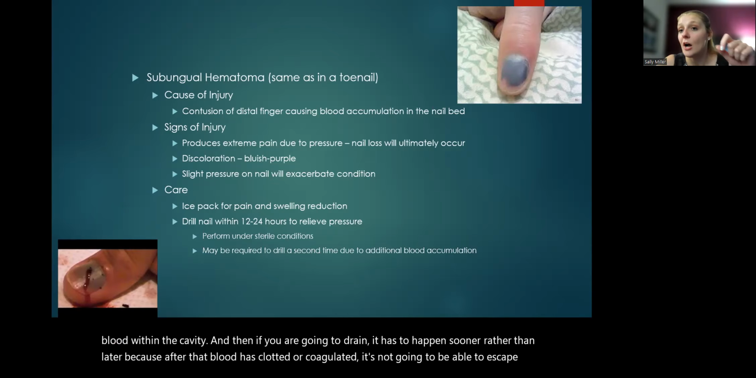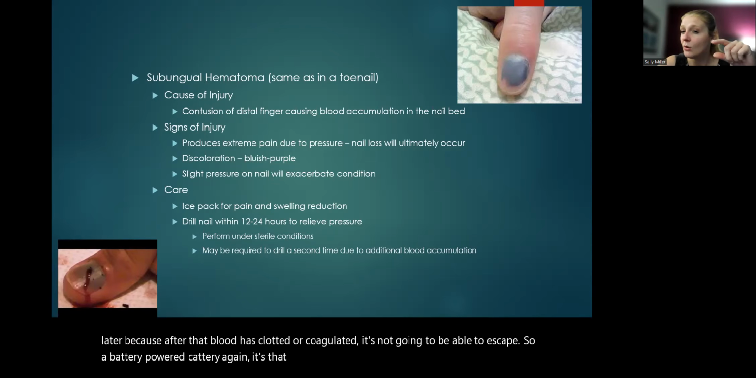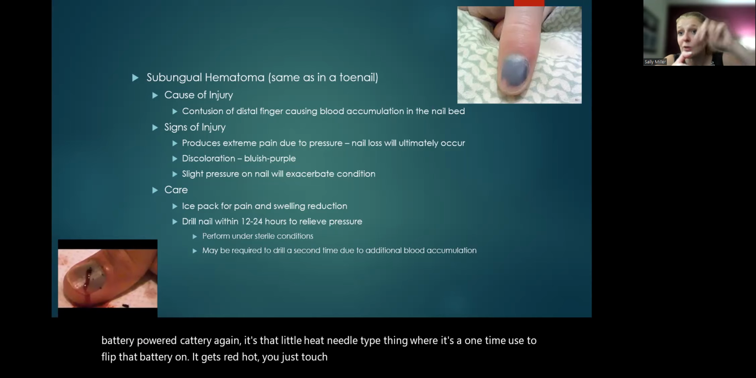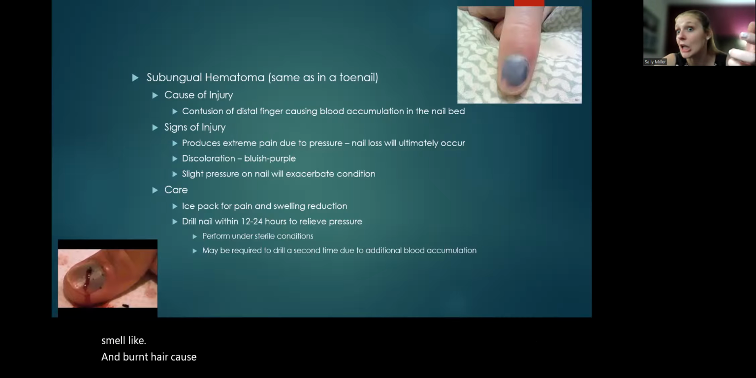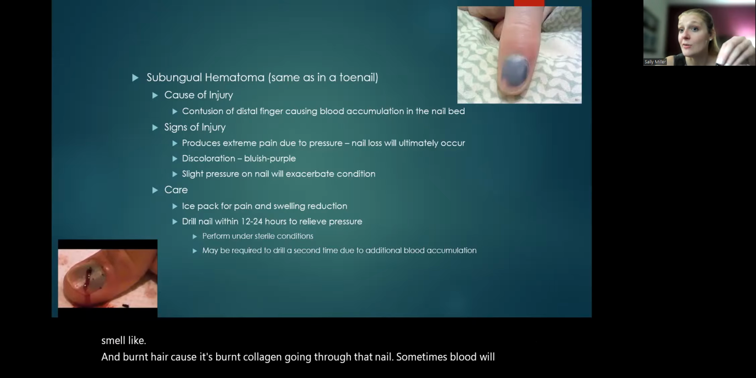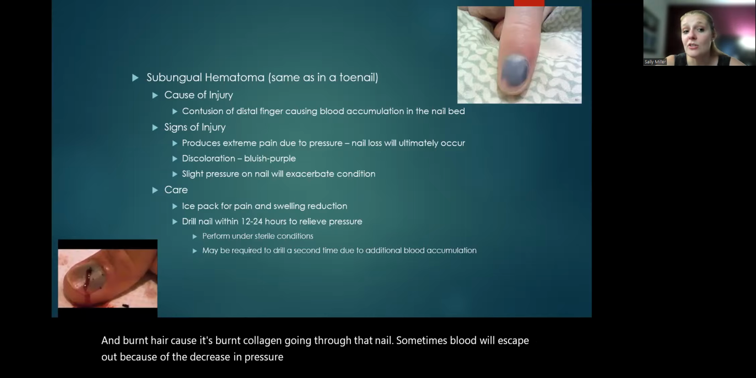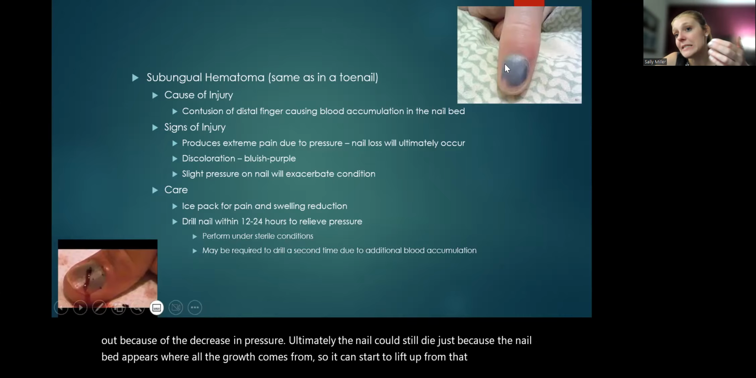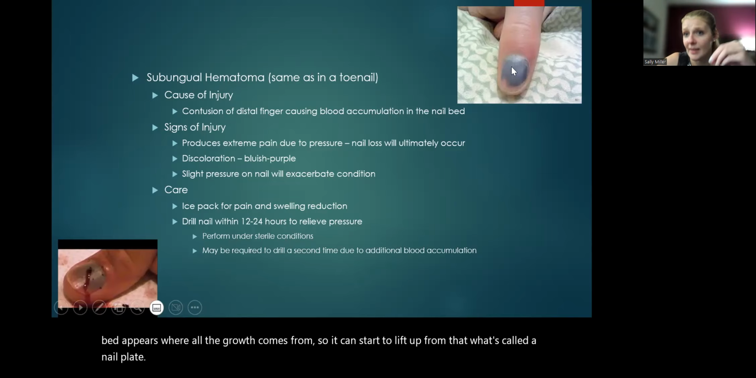So a battery powered cautery, again, it's that little heat needle type thing where it's a one-time use. You flip that battery on, it gets red hot, you just touch it to the nail, it'll burn a hole through it, it'll smell like burnt hair because it's burnt collagen. Going through that nail, sometimes blood will escape out because of the decrease in pressure. Ultimately, the nail could still die just because the nail bed up here is where all the growth comes from. So it can start to lift up from that, what's called a nail plate, if it has bled too much.